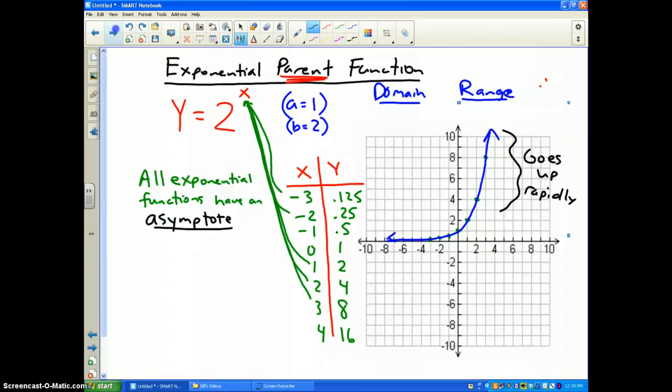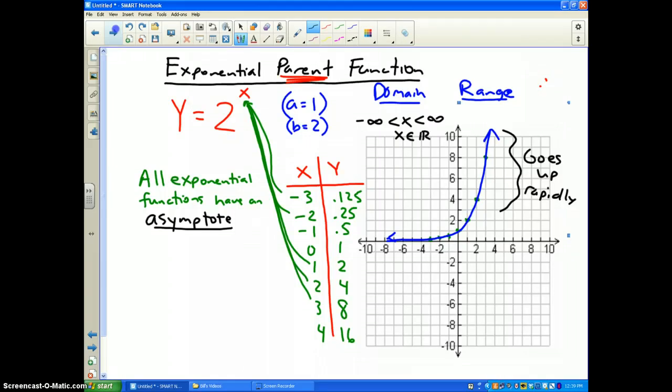Now, the domain of all exponential functions is x greater than negative infinity and less than positive infinity. Or in other words, x is all real numbers. X is an element of the real number system.